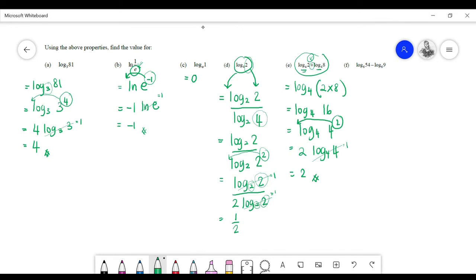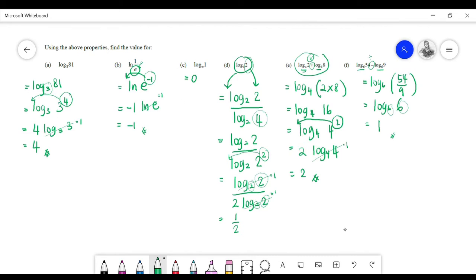Okay, so next, the last example here. So when you have the same base with the minus sign, then the argument will be division. You can divide the argument. So how to write? Write down here log with base 6, and then 54 divided by 9. 54 divided by 9 equal to what? 6, isn't it? So you have 6 here, the same base with the argument, then your answer will be equal to 1. So this is your final answer.